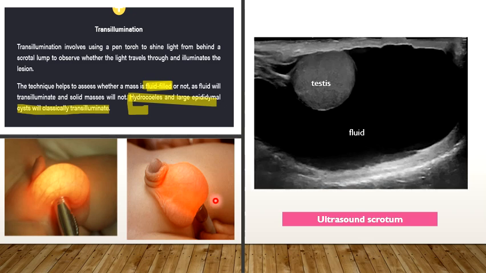This is especially so in children and infants. Okay, this is the ultrasound scan of a patient with hydrocele. This is the fluid filled scrotal space, the tunica vaginalis, and the testis looks like it's floating within it.